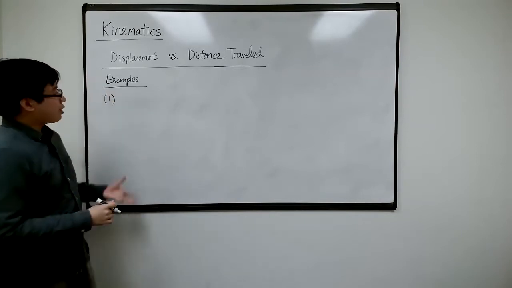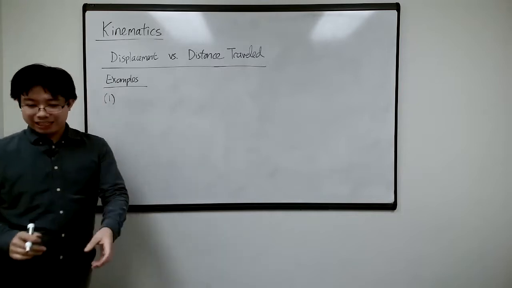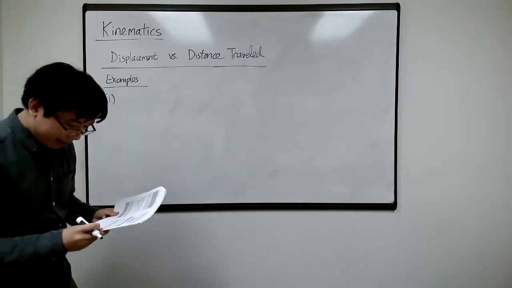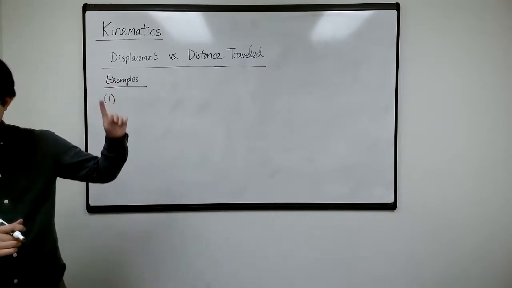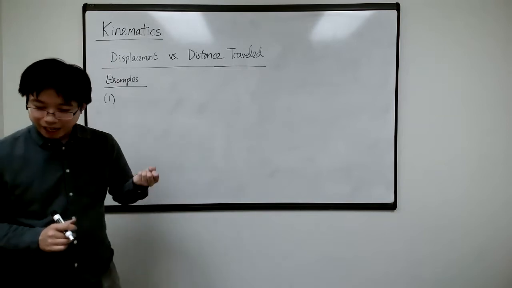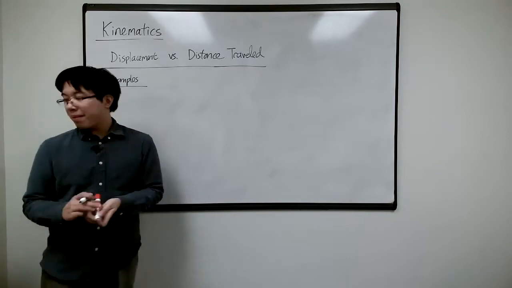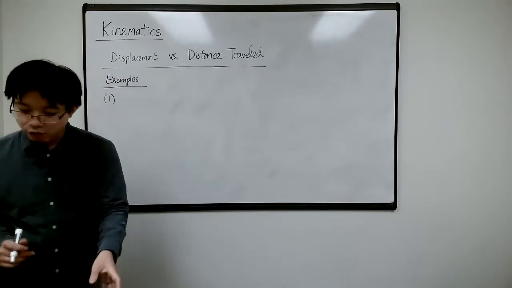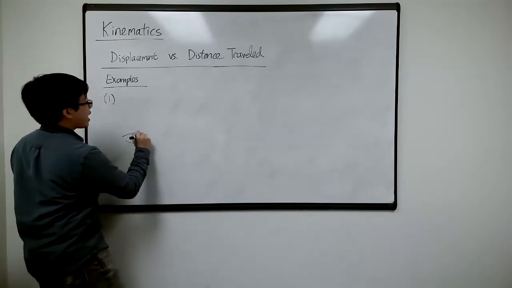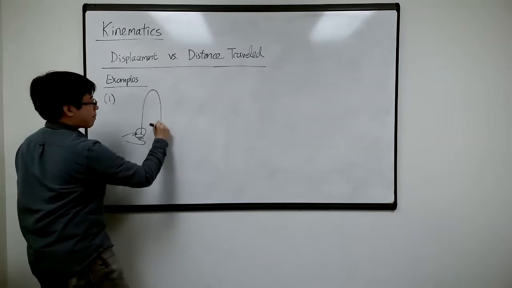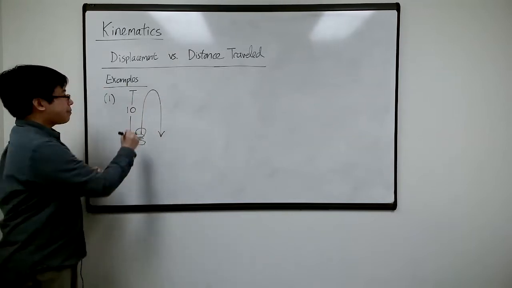The first example is this. I'll give you an example and I want you to tell me the displacement and the distance traveled. If I take a stone and throw it vertically upwards and it lands back on my hand. Okay, so I take an object, for example this pen, I throw it up and it lands back on my hand. The maximum height it goes to is 10 meters. So that's my hand, and I'm going to throw a rock vertically up to 10 meters.